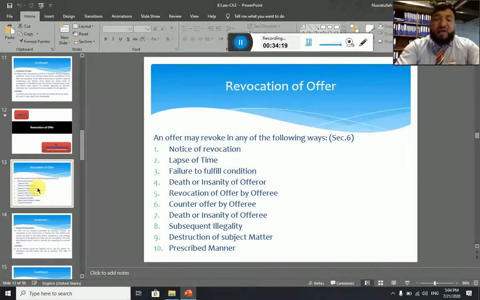Prescribed manner. When an offer has a prescribed manner for acceptance, it means there is a way given, an explanation given, that through this way you have to send your acceptance, and if we fail to follow that method, the offer is automatically revoked or cancelled. For example, I offer a job and request the candidate to send documents via email, and they bring them to me physically. So they are not following the prescribed manner, therefore the offer for them is automatically revoked, so they cannot accept the offer, right?